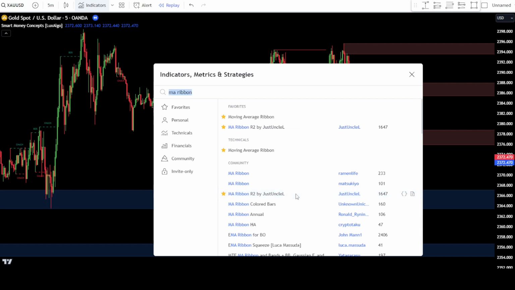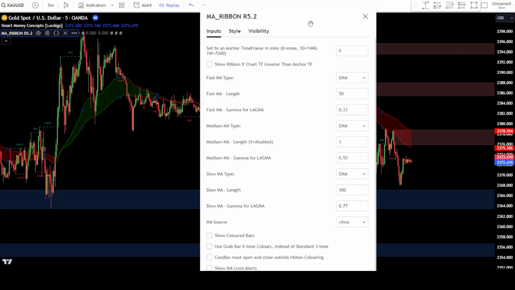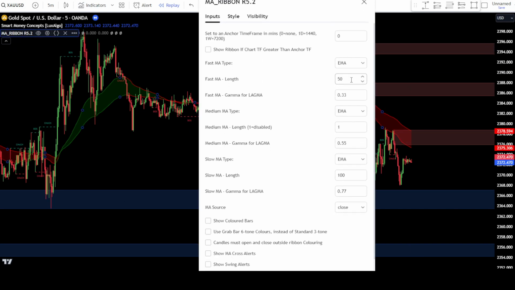Then simply select MA Ribbon R2 by Justunclel. After that, enter the settings of the MA ribbon indicator. In the Input tab, change the length of the fast EMA to 50. Then also change the length of the slow EMA to 200.